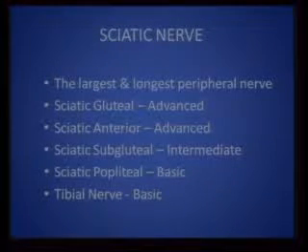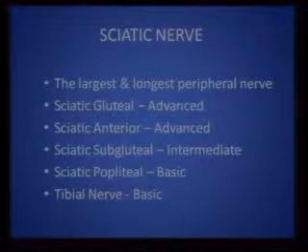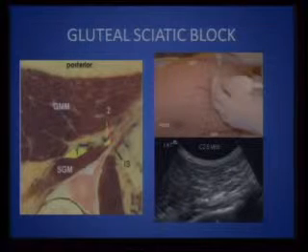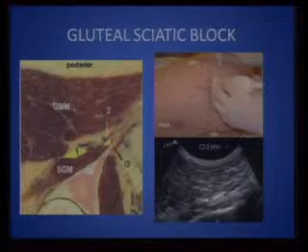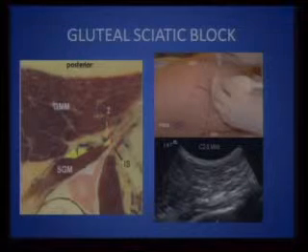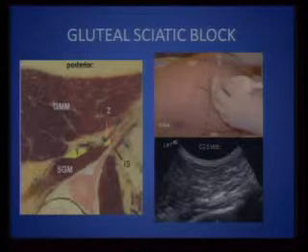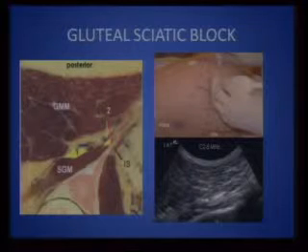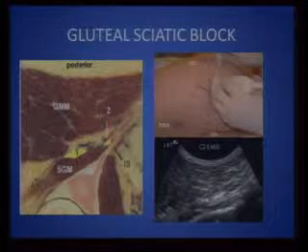Sciatic subgluteal is an intermediate level block. Sciatic popliteal is basic, and the tibial nerve at the ankle is again a basic block. Let us look at the gluteal sciatic. This is the huge bulk of the gluteus maximus muscle, and that is the sciatic nerve, which is actually crushed under the gluteus, so it is more like a lip-shaped structure.